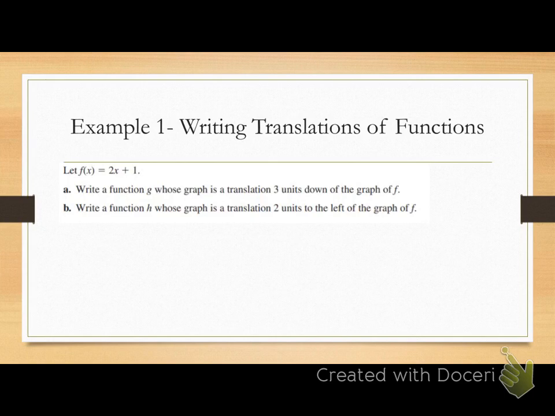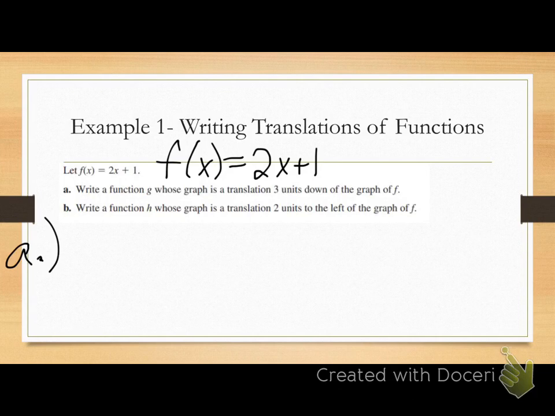Example 1. Writing translations of functions. It says let f of x equal 2x plus 1. Write a function g whose graph is a translation 3 units down of the graph of f. So we're on letter A right now.